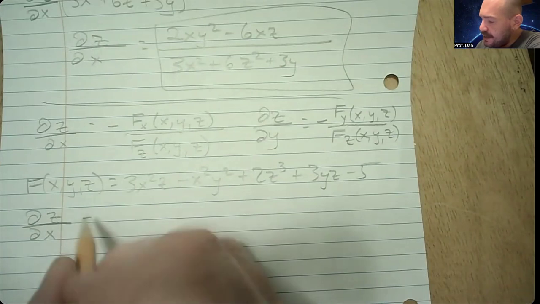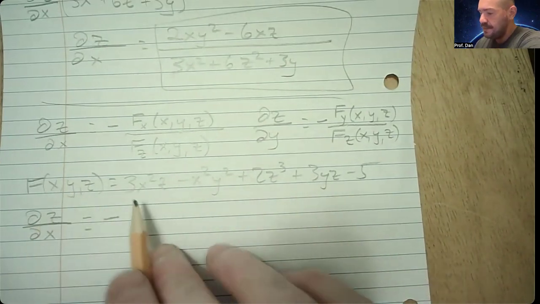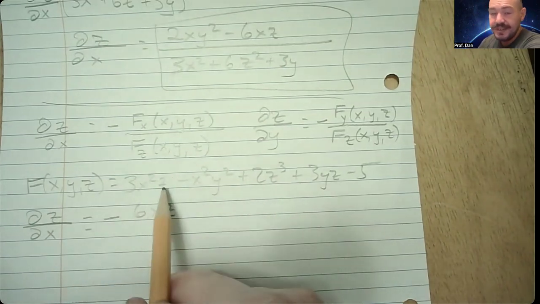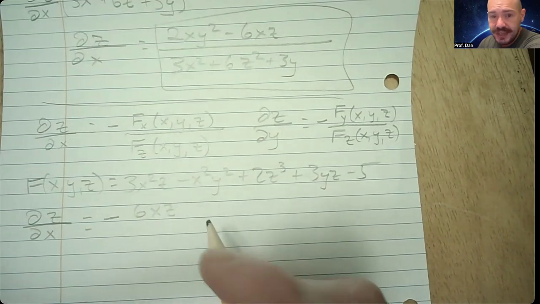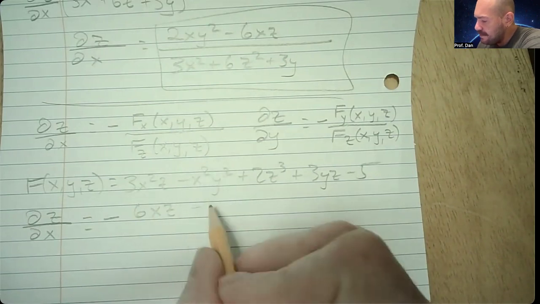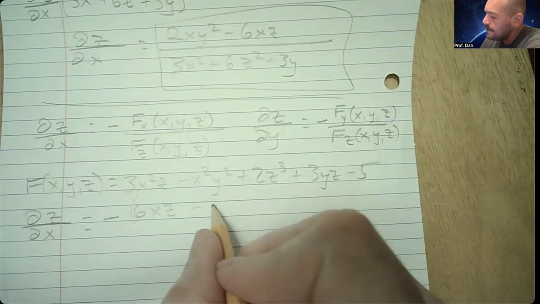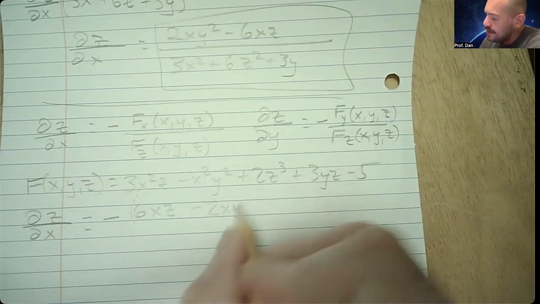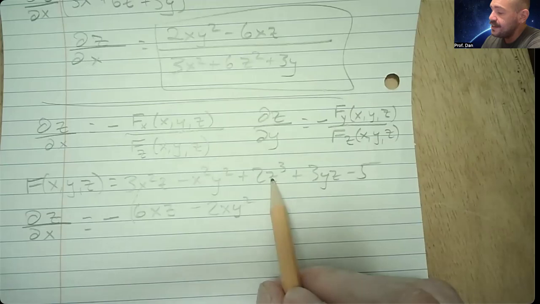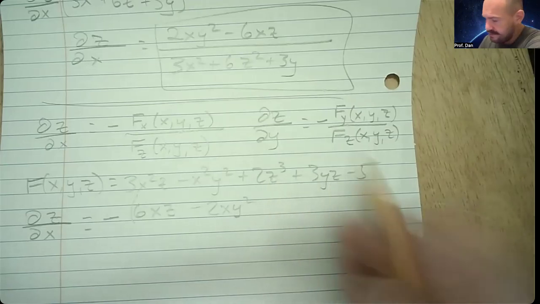I would need to find the partial derivative with respect to x of this. So that would be 6xz. Notice I don't need to multiply by dz dx. Minus, I'm going to put this in parentheses, minus 2xy squared. This will be 0 because there's no x. This will be 0 because there's no x. This will be 0 because there's no x.